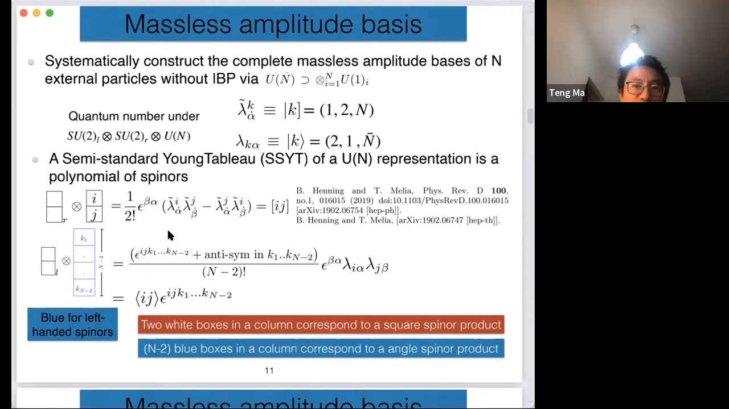For example, we can look at the first Young tableau. The U(N) indices should be antisymmetric, so is the Lorentz index of these two spinors. Then we find that the two white boxes in one column correspond to a square spinor product. Similarly, the N minus two blue boxes in one column correspond to an angle spinor product. Here the boxes associated with left-handed spinors are always in blue in order to distinguish them from the white boxes associated with the right-handed spinors.